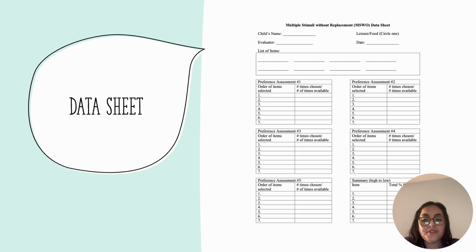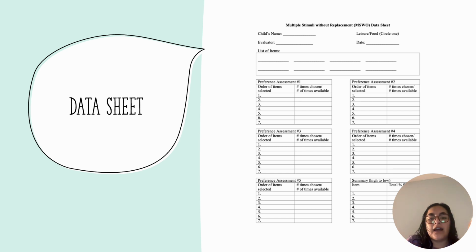This is an example of the data sheet that you could use for a multiple stimulus without replacement. So just some key points. You'll have the name, the list of items, and then this is for 5 different preference assessments on the same item. And then at the end, you'll have the summary based on those 5 preference assessments, which one ranked the highest within those 5. And then on the next slide will be an example using this preference assessment with this data sheet.